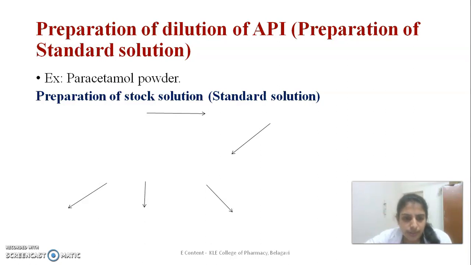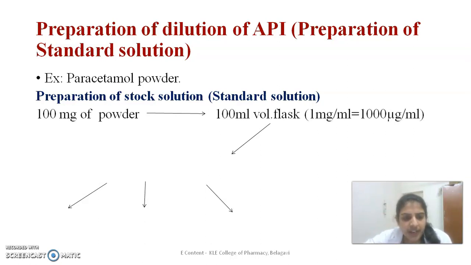For the stock solution preparation, first we take 100 mg of the pure paracetamol powder in a 100 ml volumetric flask, and we make up the volume to 100 ml with the solvent in which paracetamol is soluble. Thus, the concentration of this volumetric flask solution is 1 mg per ml. In terms of micrograms, it will be 1000 microgram per ml. How did you get this 1 mg per ml? 100 mg by 100 ml, that is 1 mg per ml, which is equal to 1000 microgram per ml.